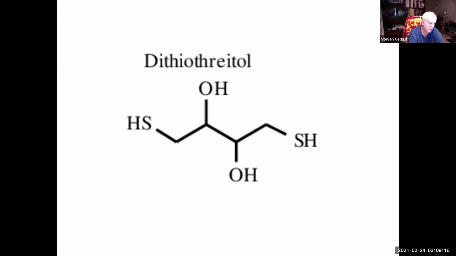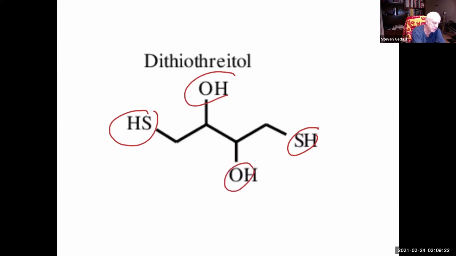Okay, dithiol. This is 2 thiol groups and 2 OH groups. So here's your dithiol, and here's your diol for alcohols. Okay, so you've got 1, 2, 3, 4 carbons. You got 2 OH groups and 2 SH groups. That's dithiol-3-ol.